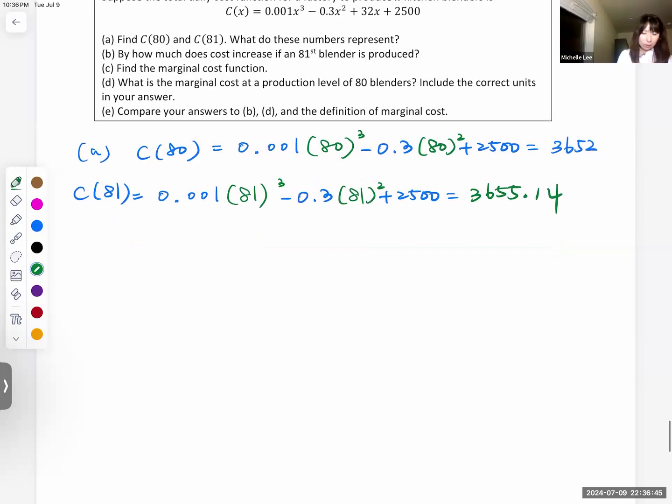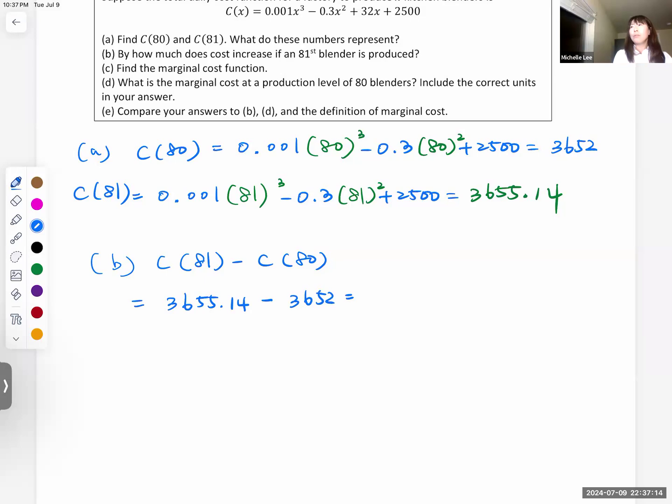Okay, now part B. That means we want to know about C of 81 minus C of 80. C of 81, which is 3,655.14, minus C of 80, which is 3,652. Okay, if we calculate, that will be $3.14.